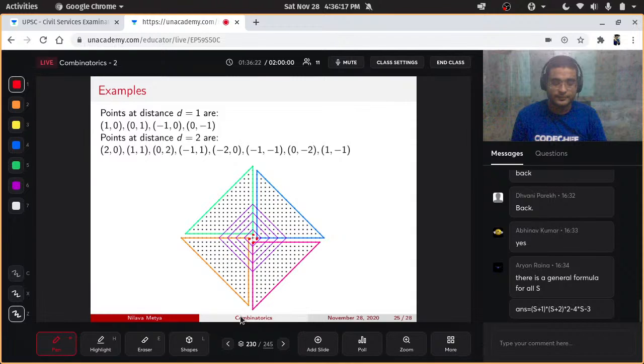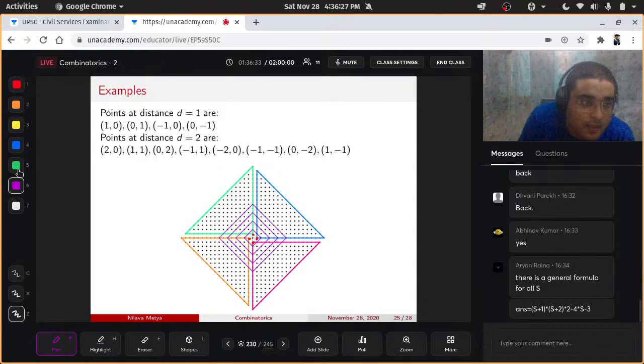So what are the points at distance 3? I'll mark with a green. Points at distance 3 from the origin are this, and this, and then here, and this, and finally we are back. So I don't want to mark more because it makes it a bit clumsy. Okay.